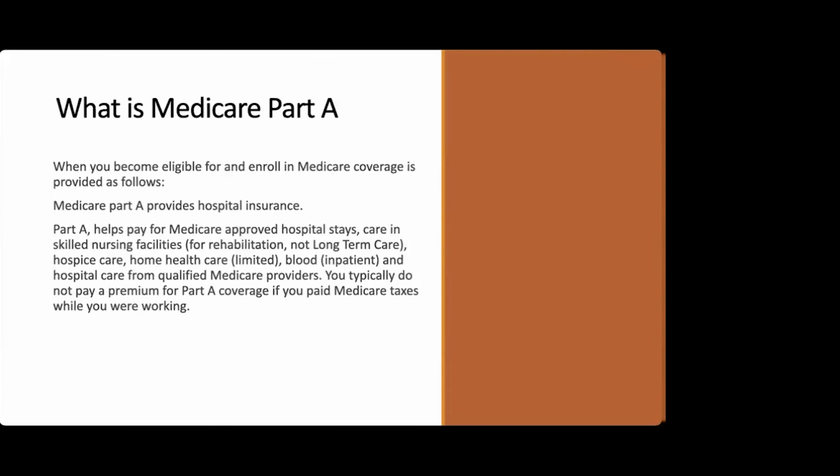And now let's talk a little bit about what Medicare Part A is. When you enroll in Medicare Part A, it provides hospital insurance. So Part A helps pay for Medicare approved hospital stays. It helps for care in skilled nursing facilities, hospice care, home health care, blood and hospital care from qualified Medicare providers. And for Part A, you typically don't pay for it. We're going to talk about which parts of Medicare you have to pay for. We'll cover a slide very soon that goes over when you might have to pay for Part A. But for the vast majority of people, you don't have to pay for Part A. However, you do have to pay for other parts of Medicare. So we'll cover that in just a moment. Okay, next slide, please.